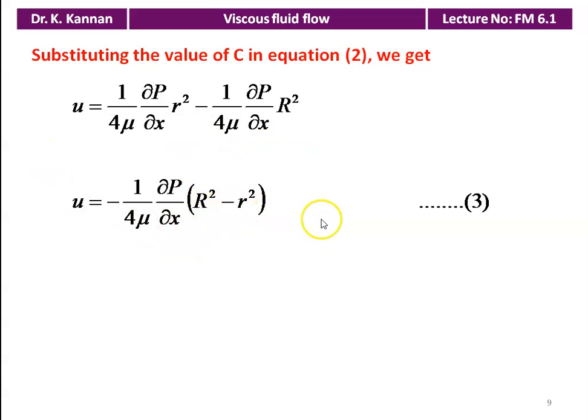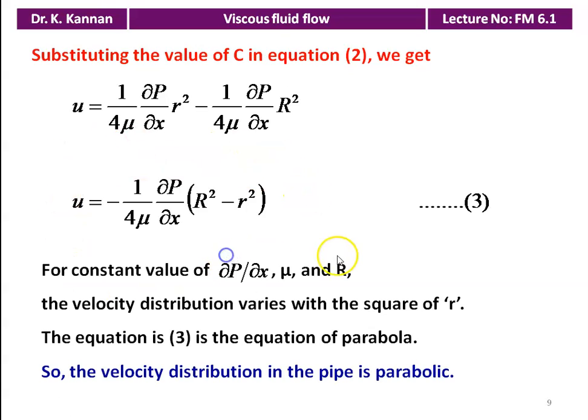This equation gives the velocity distribution. For constant values of dou p by dou x, mu and R, the velocity distribution varies with the square of small r. So equation 3 is the equation of a parabola. So the velocity distribution in the pipe is parabolic. This equation is used for drawing the velocity profile in the pipeline. It varies with respect to the square of the radius, so it becomes a parabolic shape.